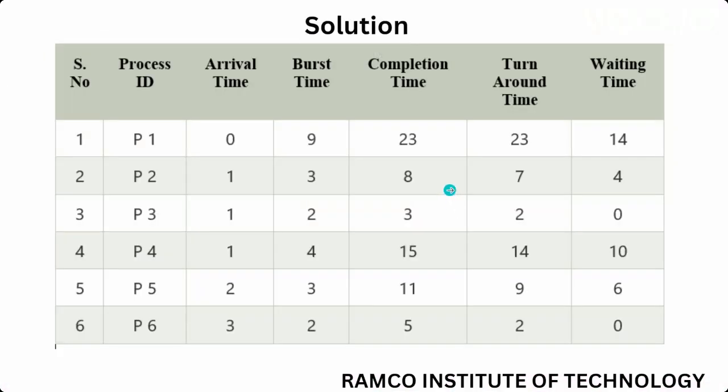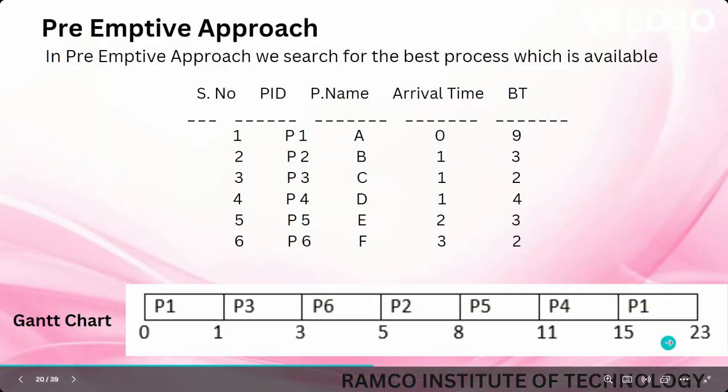So this is the solution for the given example. Here we have 6 processes, P1 to P6. Then arrival time and burst time are given. Then the completion time we are writing from the Gantt chart. Here the completion time of P1 is 23 and P2 is 8. So from this Gantt chart, we can write the completion time of each process.